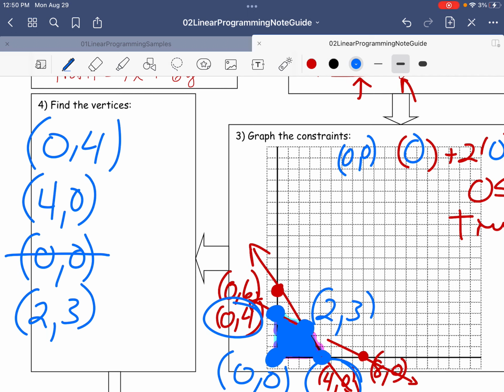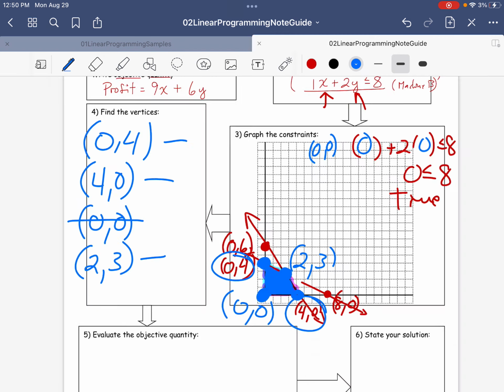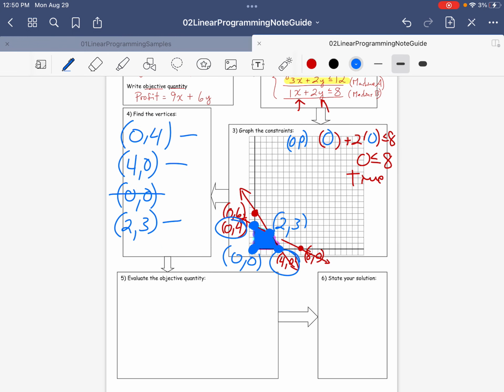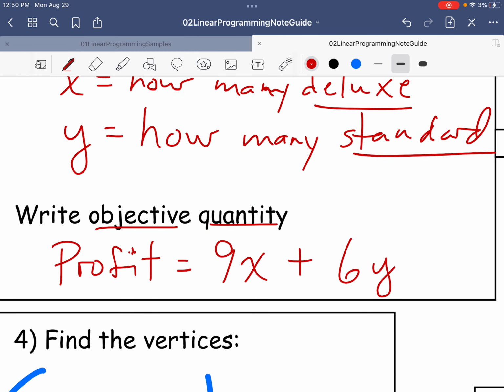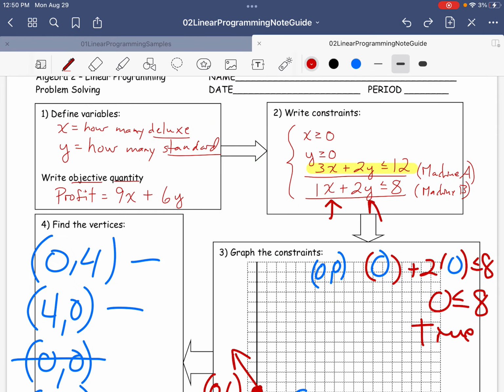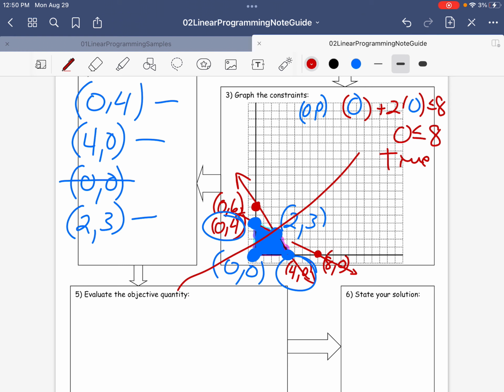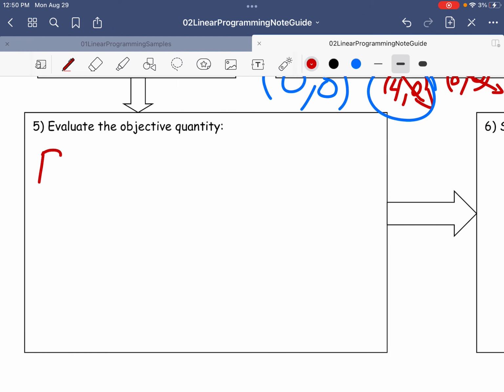Now, understand that these 3 points, 1, 2, 3, actually represent combinations of phones. The question is, which combination is the one that's going to give me the most profit? Well, remember, profit comes from 9x plus 6y. And now that I know what my x and y's are, I can plug into that profit equation. I'll plug in 1 by 1. So let's do the first one.